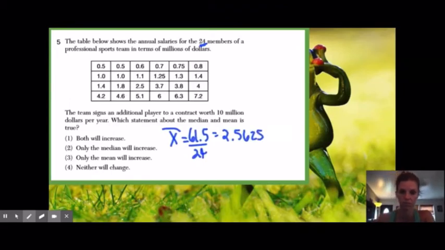2.5625 million is what I got for the mean before we added that other person in. You want to find the mean now? Yeah, let's find it now. Let's pretend this $10 million person is in here, which makes life okay.